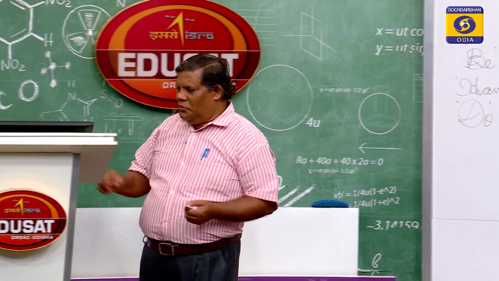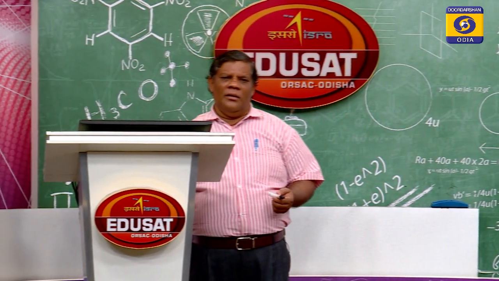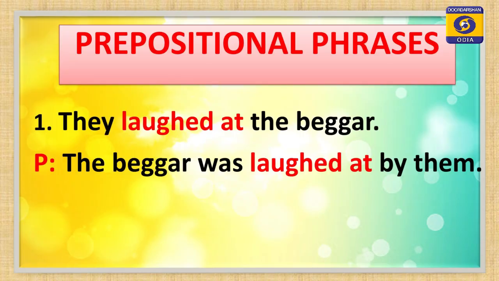Now let us come to the next kind of auxiliaries. Now, come to prepositional phrases. In sentences, sometimes the verb may have a preposition with it, and when the verb has a preposition with it, we can call it a prepositional verb. While we take a prepositional verb, let us see how it is transformed into the passive form.